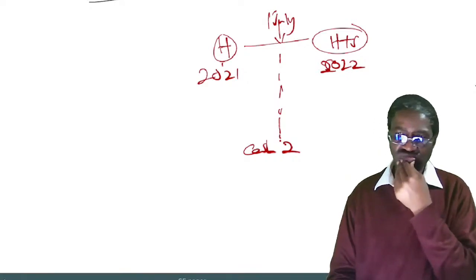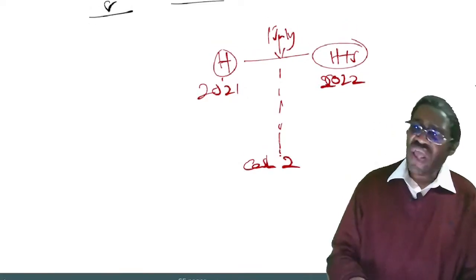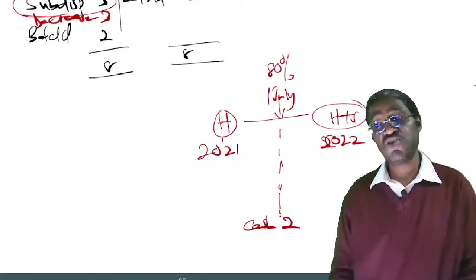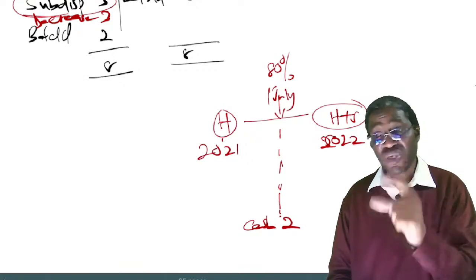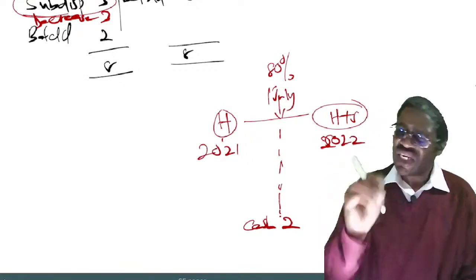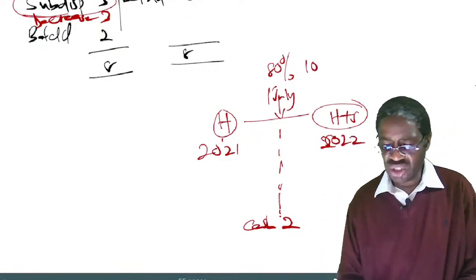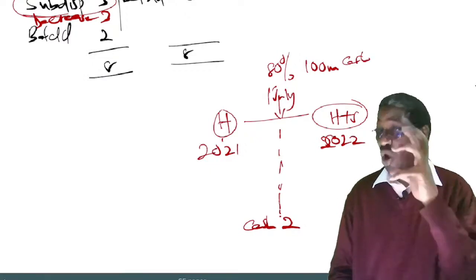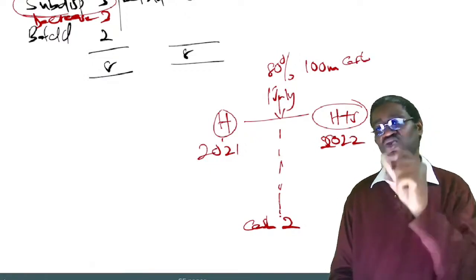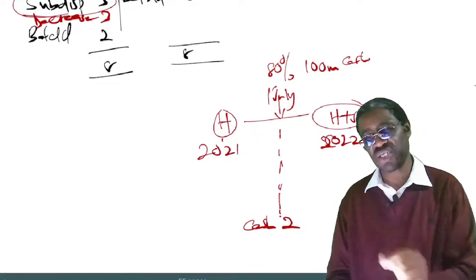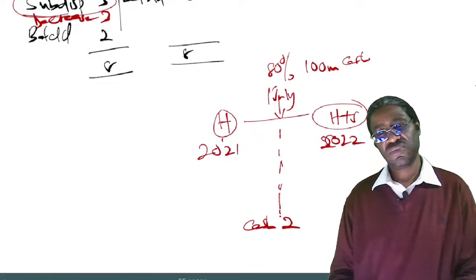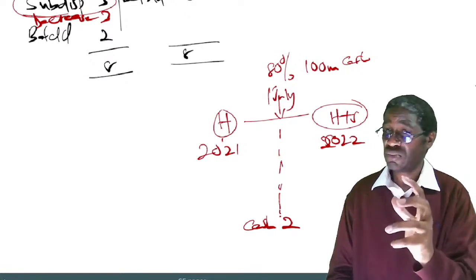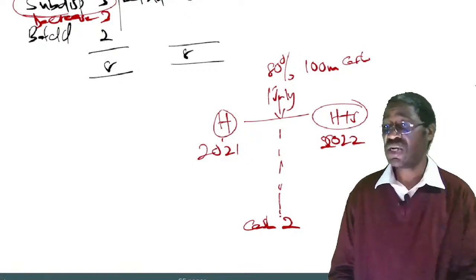Now listen. When you acquired this subsidiary company on 1st July, you bought 80% of the shares, and you ended up paying 100 million shillings cash. That's what you paid to acquire that subsidiary company. So when you acquired this subsidiary, it's an investment you are doing. A subsidiary is a fixed asset.